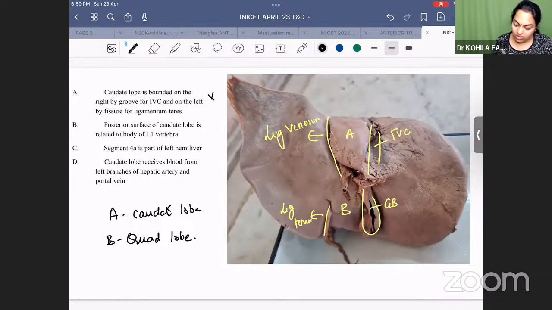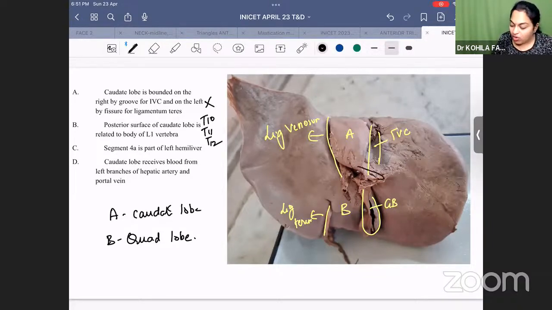So this is not wrong. Sorry, wait. The caudate lobe is bounded... So this is also going to be wrong, right? And the posterior surface of the caudate lobe lies opposite T10, T11, and T12. This is the region, right?